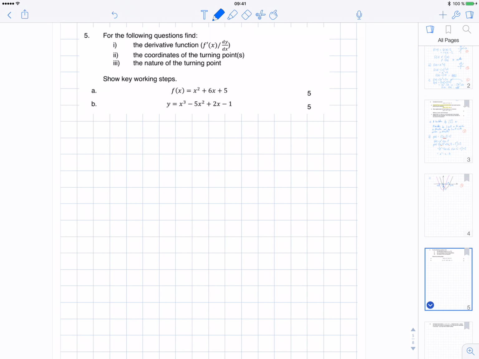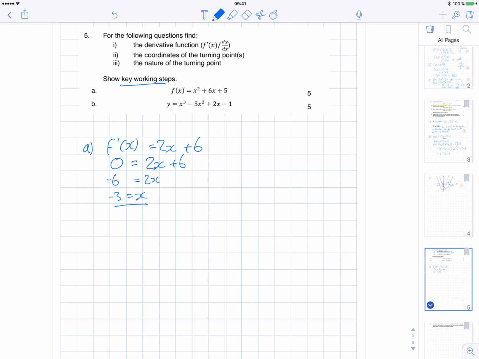For the following questions, find the derivative function, the coordinates of the turning points, and the nature of the turning points. Show key working steps. So we've done quite a lot of these now. So the derivative is 2x plus 6. The coordinates of the turning point is 0 is equal to 2x plus 6. So take away 6 from both sides. Divide by 2.